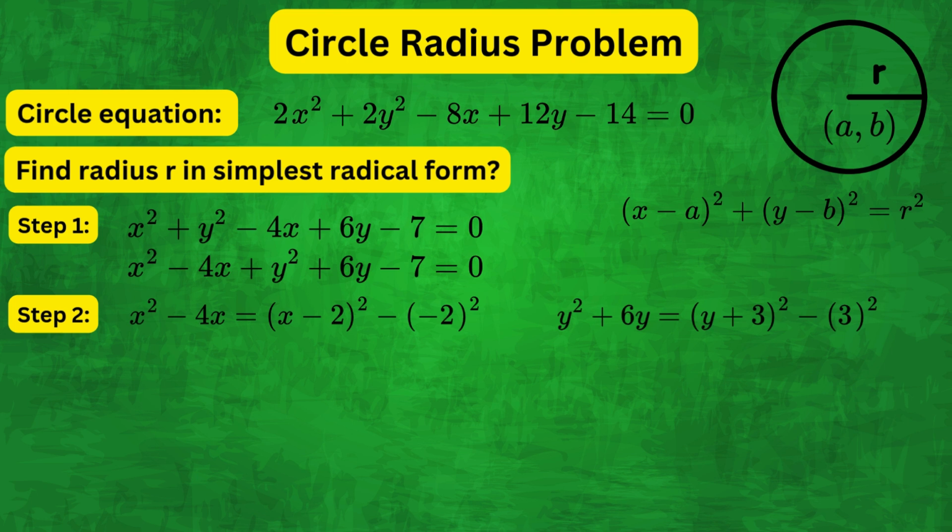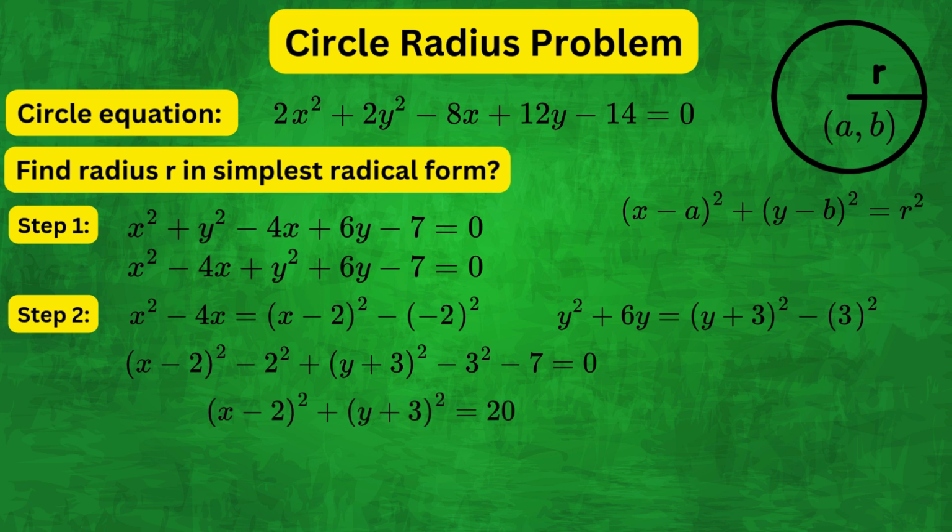So the circle equation now becomes (x minus 2) whole squared minus 2 squared plus (y plus 3) whole squared minus 3 squared minus 7 equals 0. Now moving all the constant terms to the other side and simplifying, we get (x minus 2) whole squared plus (y plus 3) whole squared equals 7 plus 4 plus 9, which is equal to 20.